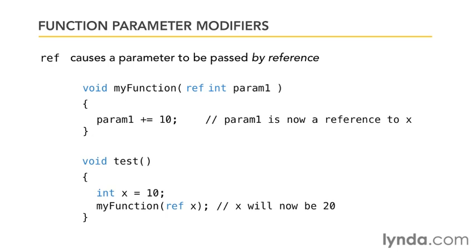And the reason why you need the ref keyword in both places is so that it's really clear what's going on in the code. So you can deliberately do this when you want to be able to change the value of parameters that are passed to functions. So let's take a look at one more example.